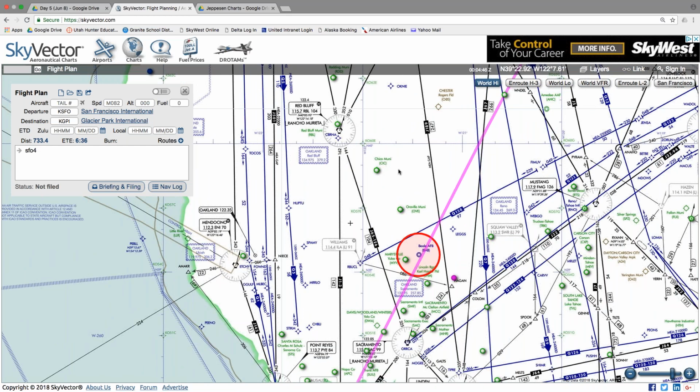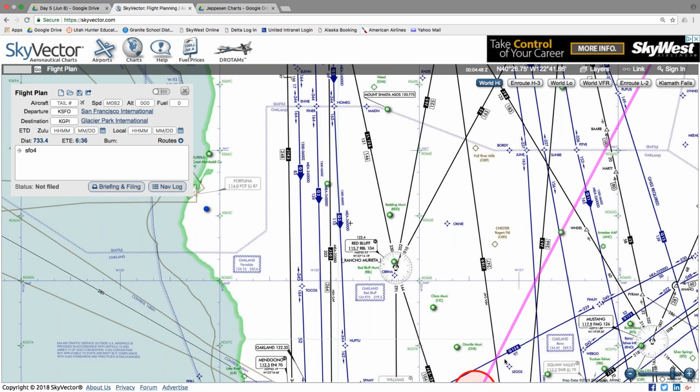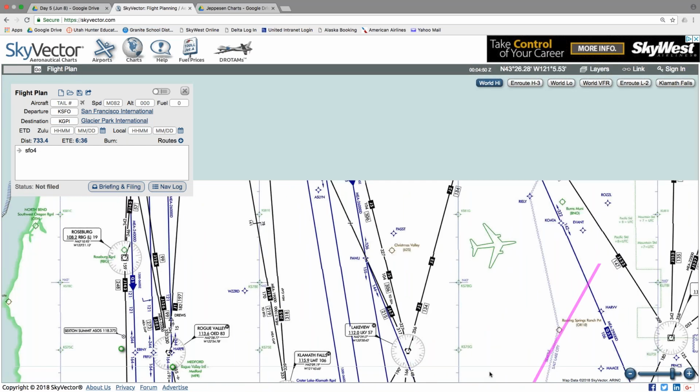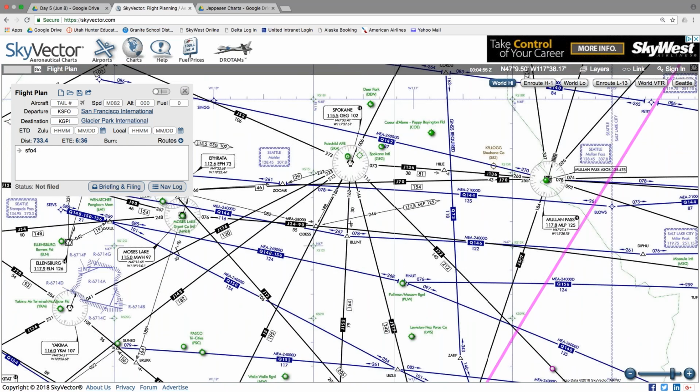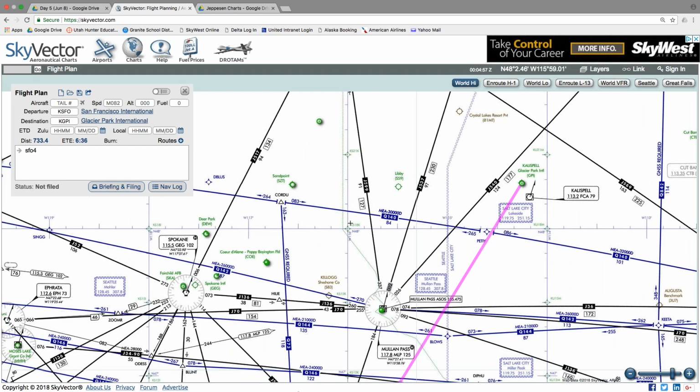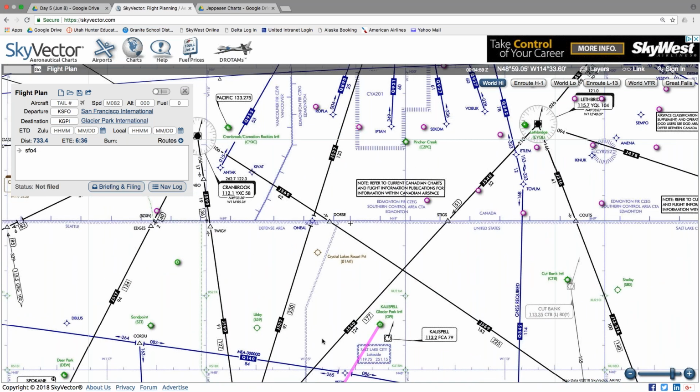I think I like Red Bluff more out of the two because Red Bluff kind of spits me out parallel to where I'll probably be flying. Kind of sends me in the right direction.